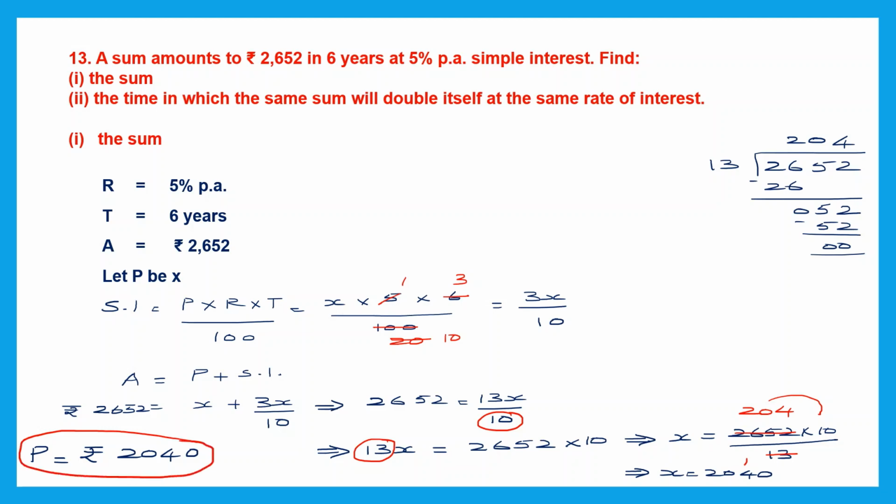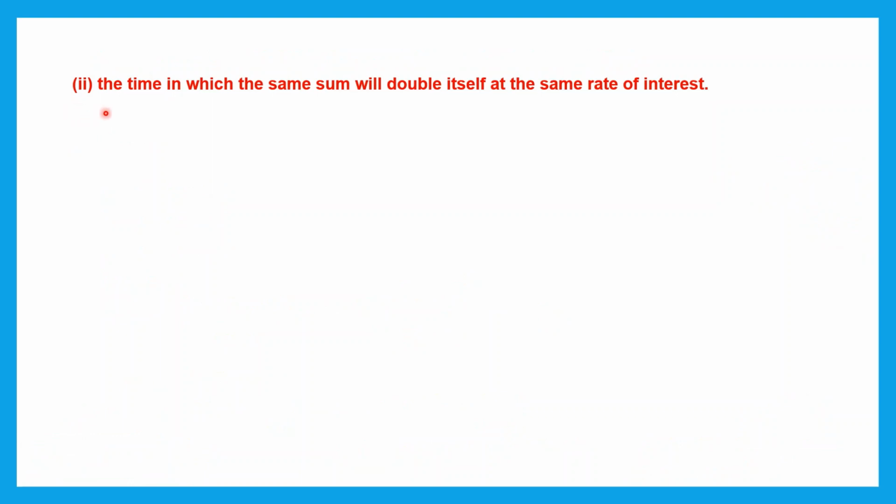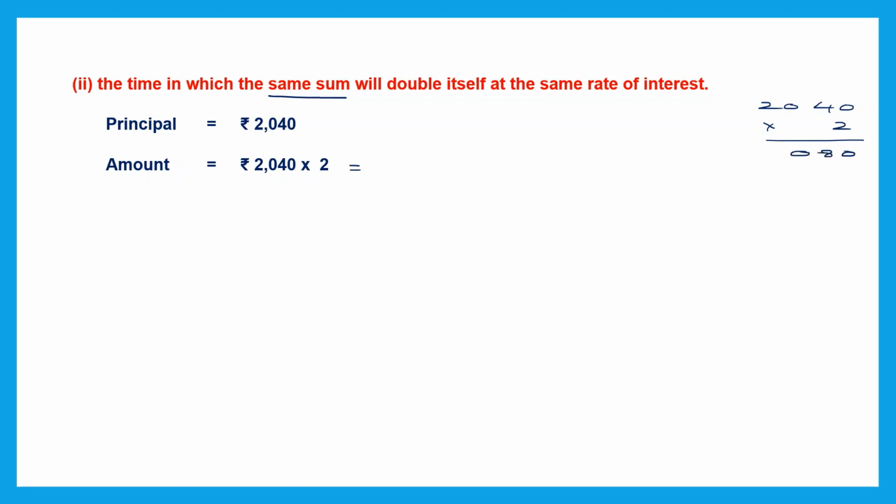Now let's go to the second part of the question. We have to find the time in which the same sum as the previous one will double itself at the same rate of interest. So what do we have with us? We have the principal because it says same sum. This was the sum we got in the previous question, and it will double itself to form an amount. That means 2040 into 2. Let's multiply this and see what the amount is. 2040 into 2. 2 zeros are 0, 2 fours are 8, 2 zeros are 0, 2 twos are 4. So now we have the amount, that is rupees 4080.